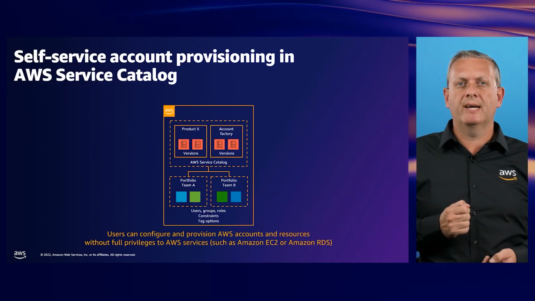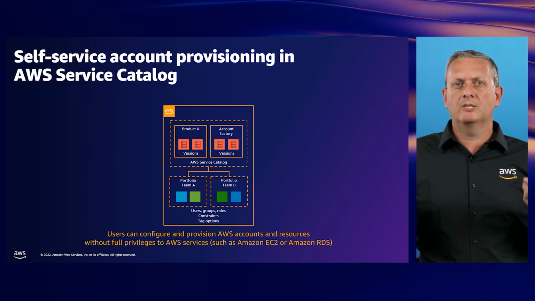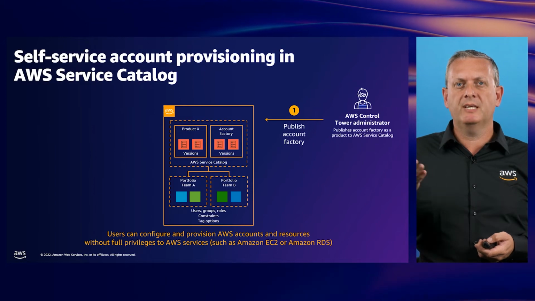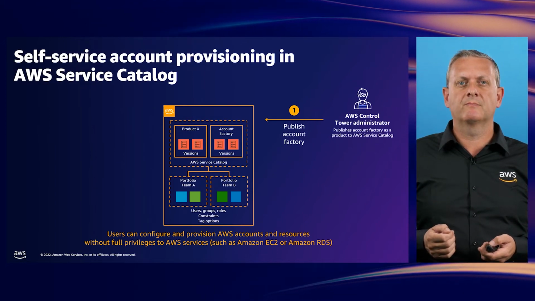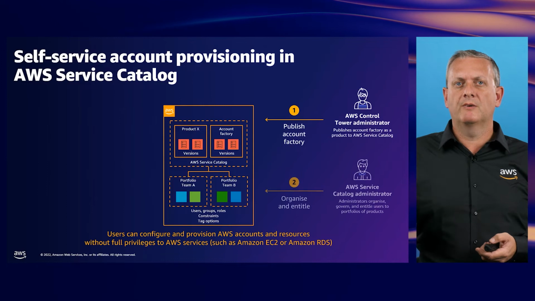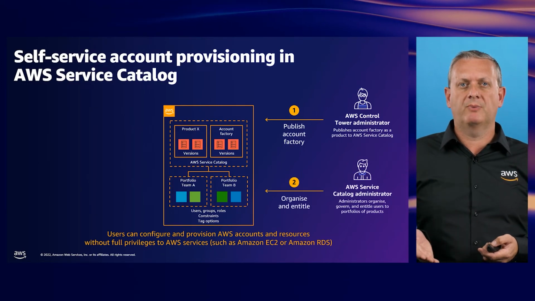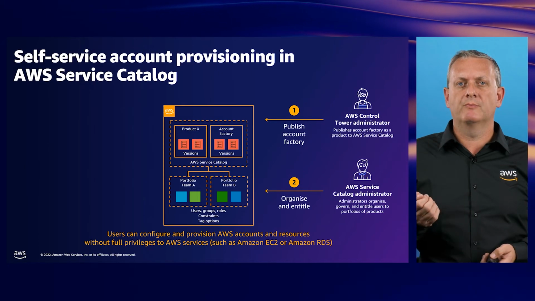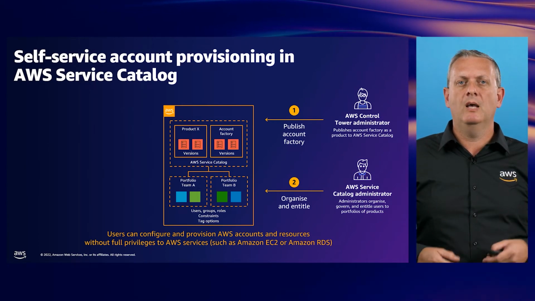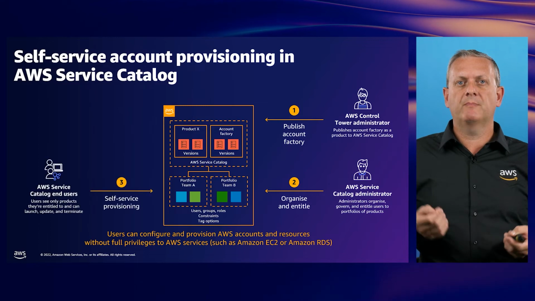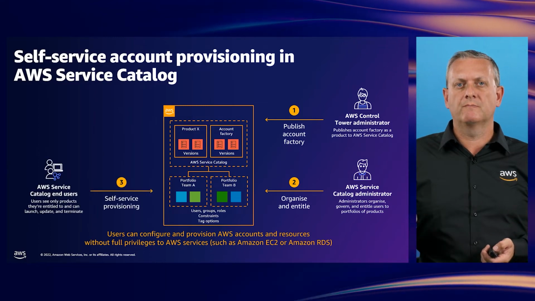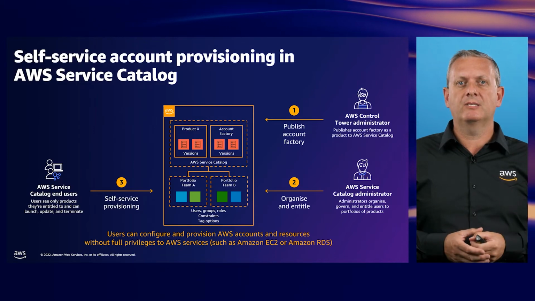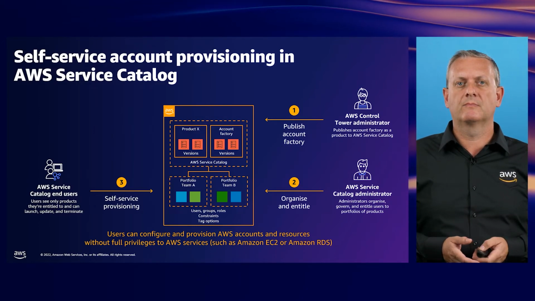So how does this work in practice? A Control Tower administrator publishes the account factory as a product to Service Catalog, with settings pre-configured using account blueprints. Service Catalog administrators build portfolios of products based on your organizational needs and grant access to them via roles and groups. Your end users then access only those published products they are permitted to launch and use. This is all done without users needing to have any access to the underlying resource creation and configuration tools.